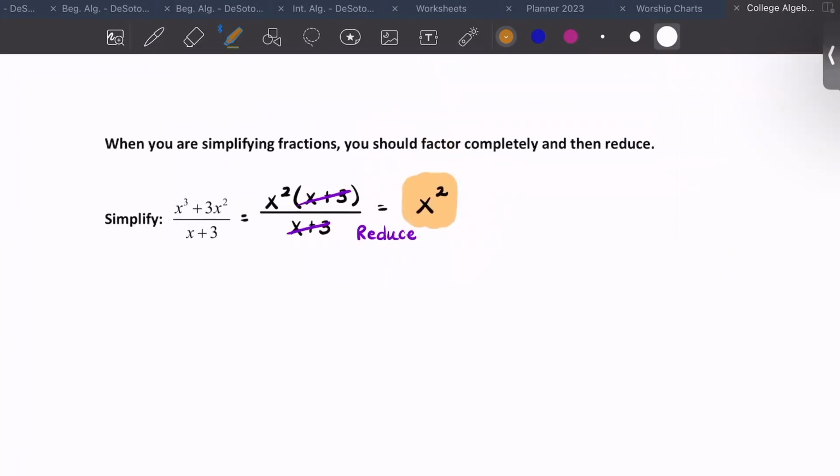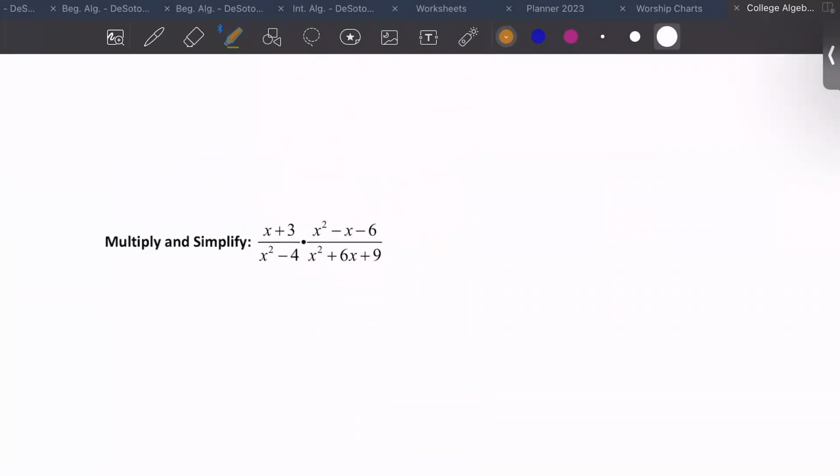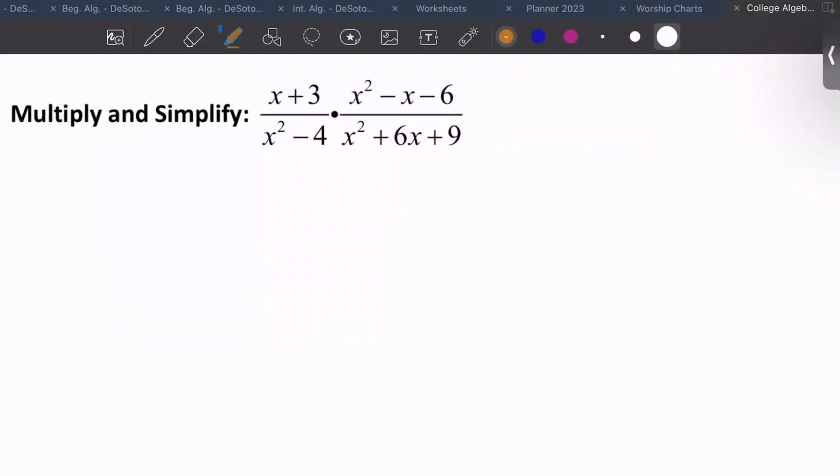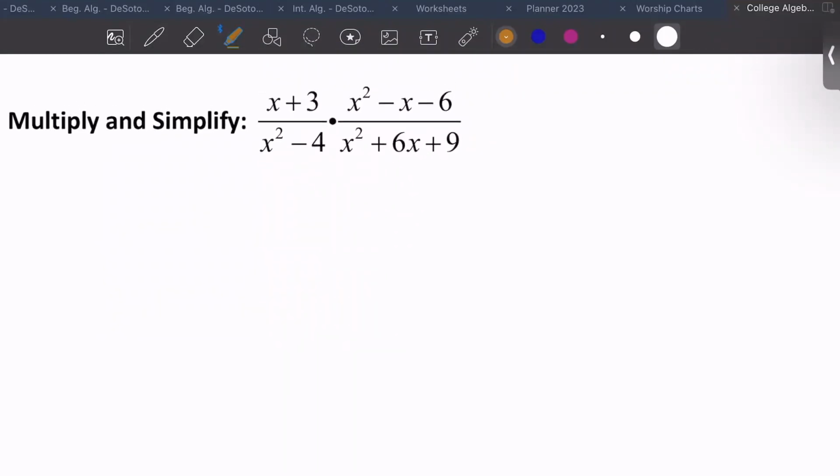So that is just simplifying. I gave you a rational expression and I said, hey, simplify it. That is when you are going to factor completely and then reduce. Now look at this. Now we're going to multiply and simplify.